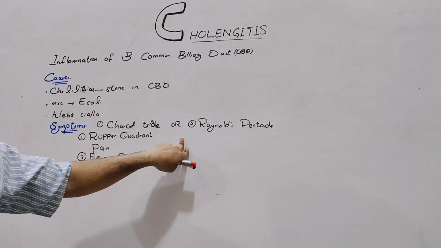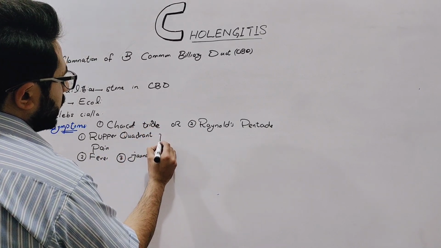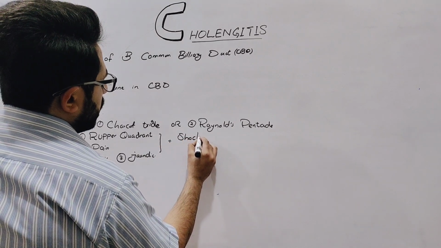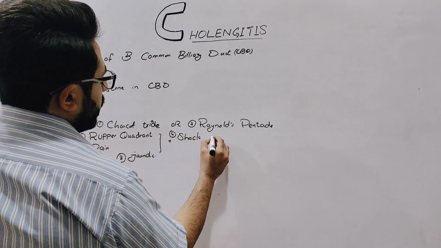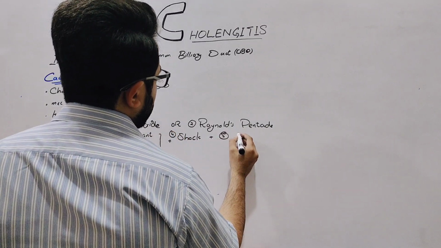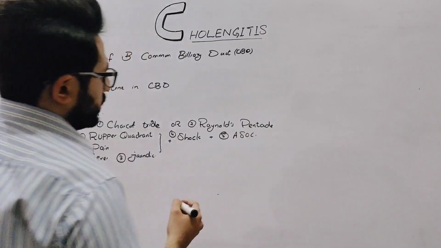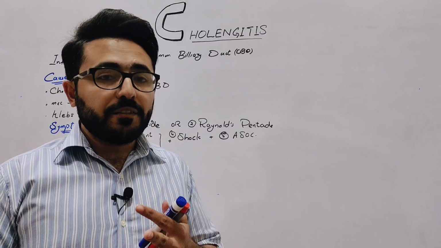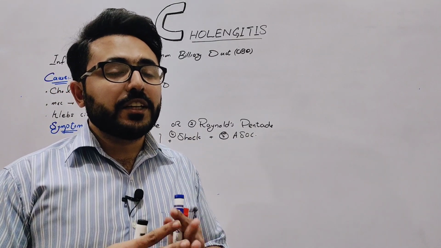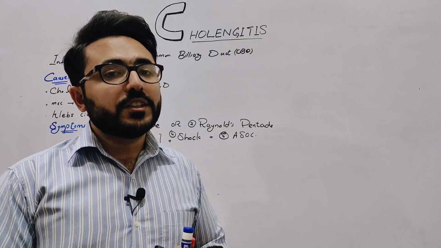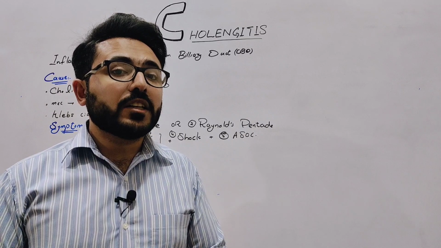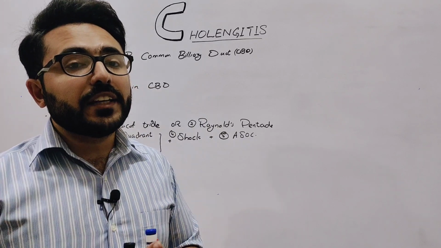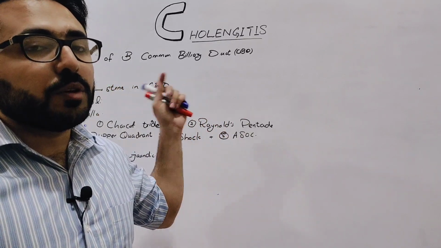And what is the Reynolds pentad? The Reynolds pentad is the Charcot triad plus the patient being in shock as the fourth thing, plus altered state of consciousness as the fifth thing. The patient presents with right upper quadrant pain and fever, and on investigation is found to have jaundice, altered consciousness, and septic shock. That is the classical sign, a clinically diagnosed case of cholangitis.